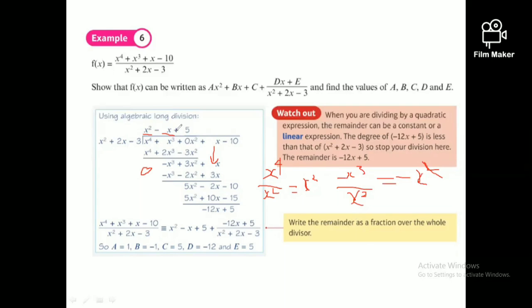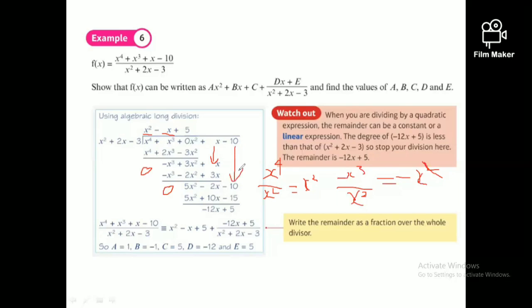Then multiply this entire x squared plus 2x minus 3 with minus x. Minus x into x squared is minus x cube. Minus x into 2x is minus 2x squared. Minus x into minus 3 is plus 3x. Then subtract. This is 0. 3x squared minus 2x squared is plus 5x squared. x minus 3x is minus 2x. Then bring this term down.